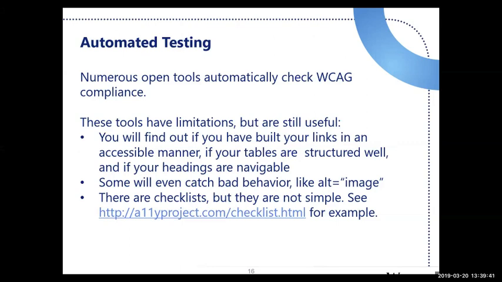If you do alt equals blank, that tells the assistive technology that this is not a useful piece of information, and the assistive technology will simply skip it. And some of the automated checkers will say to you, did you mean to leave this blank? And there are many checklists out there, and they're not simple checklists. You're not just going to be able to say, yes, no, I did this, now I'm accessible. But it's a very good idea to take a look at these so that you get an idea of what's out there and what you need to be paying attention to.